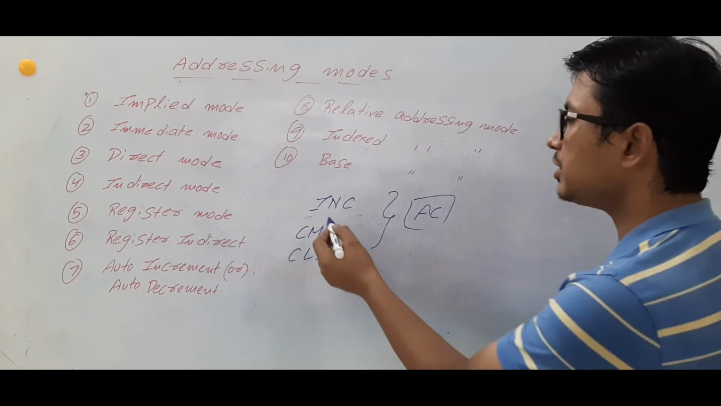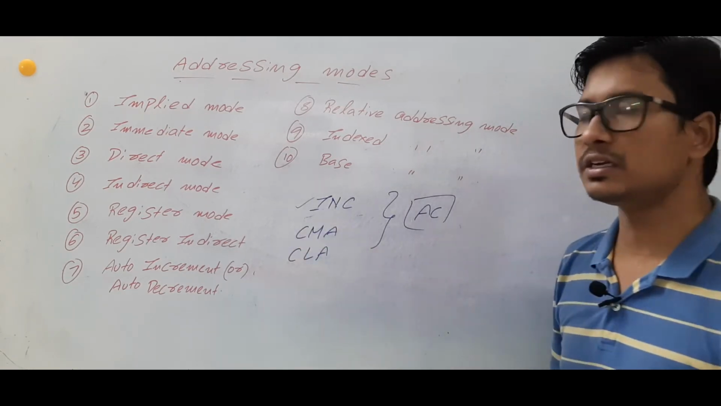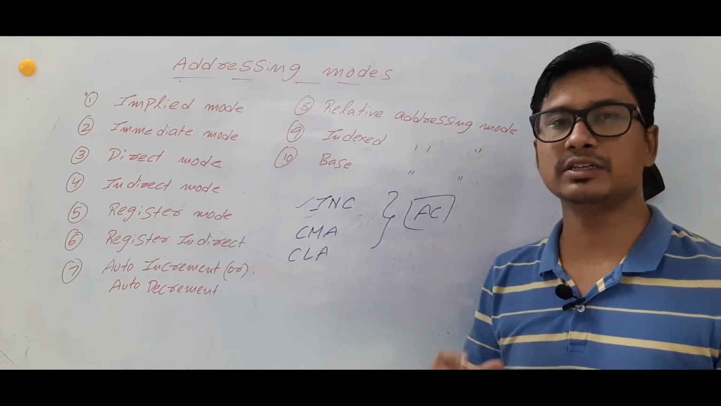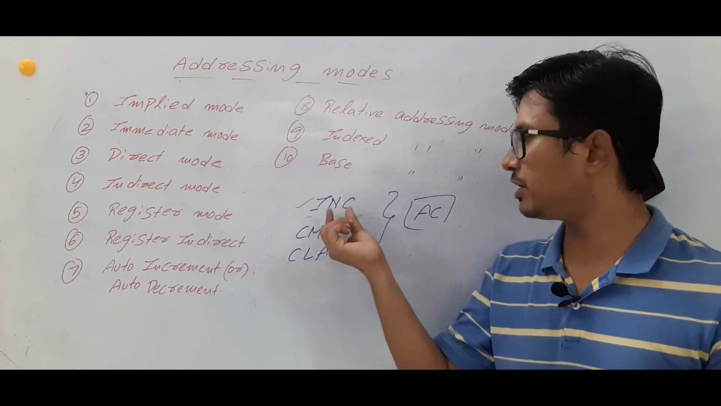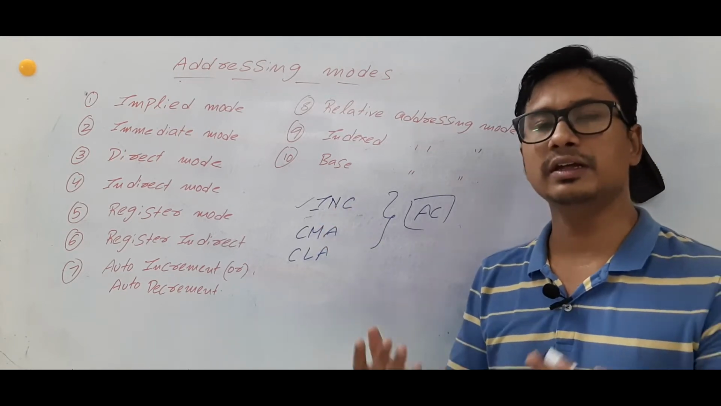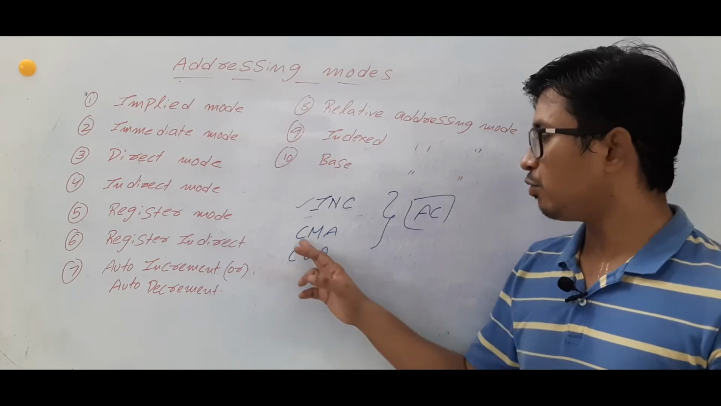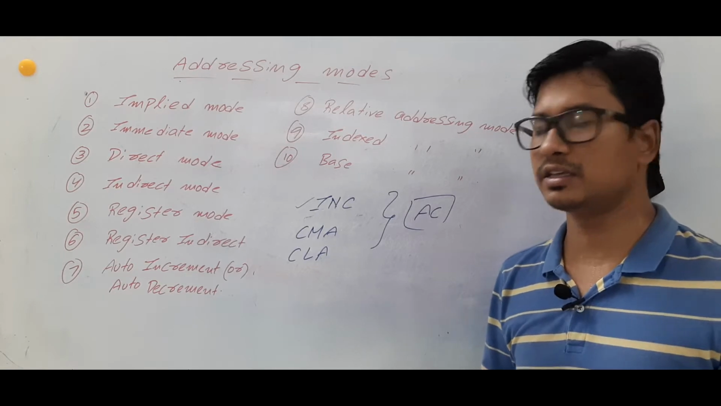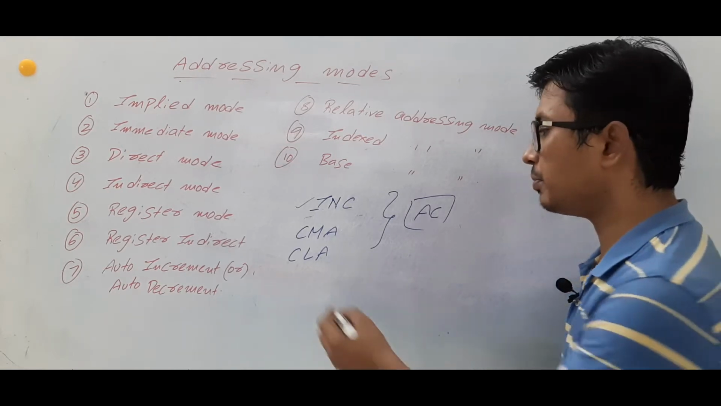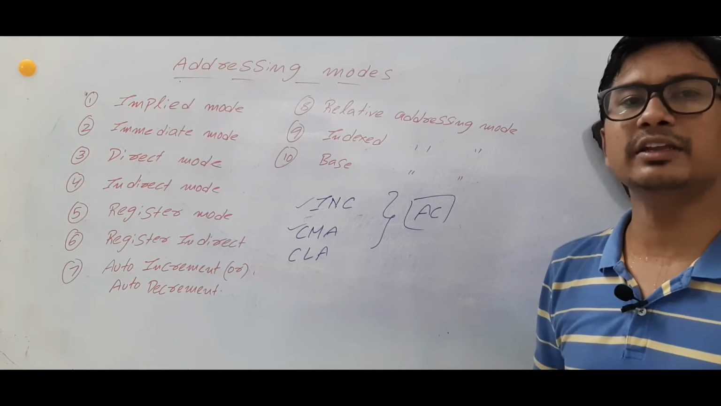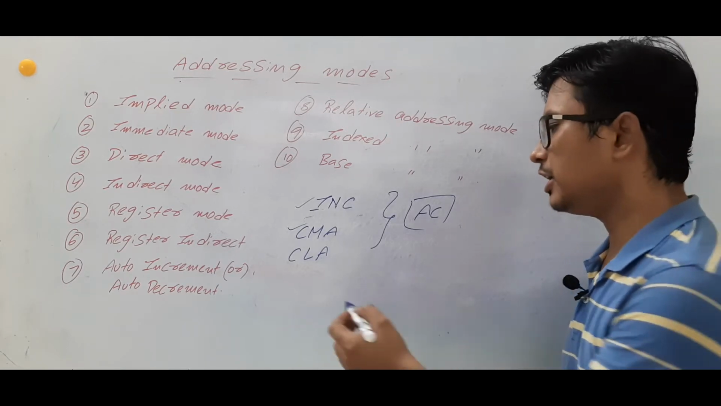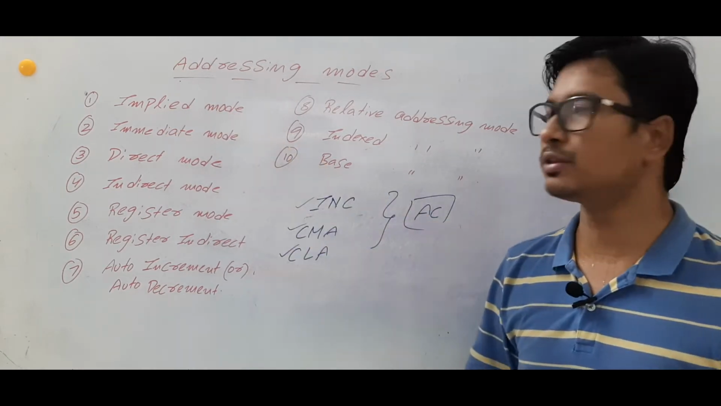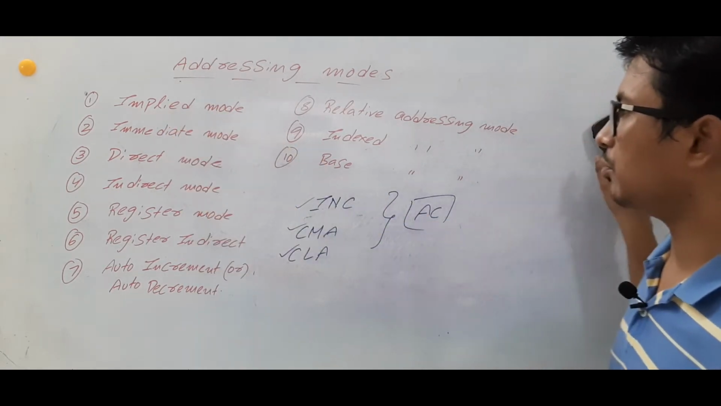Now what is the meaning of this? INC means you are incrementing the value which is there in the accumulator. Let's take that the accumulator has the value 5. Then if you execute this INC on the accumulator, the value will become 6. CMA means complement the accumulator, that is, whatever content is there in the accumulator, you are performing the complement. And CLA is clear the accumulator. If some value is there, it will become 0 in the accumulator. So these kinds of instructions come into the category called implied addressing mode.